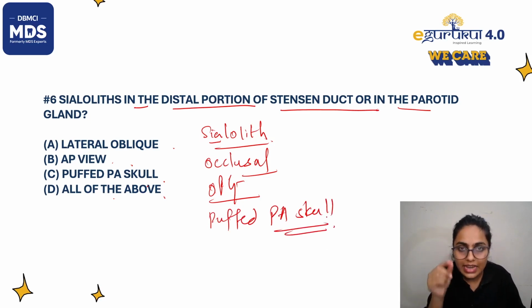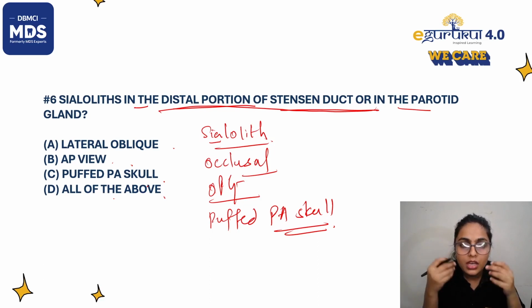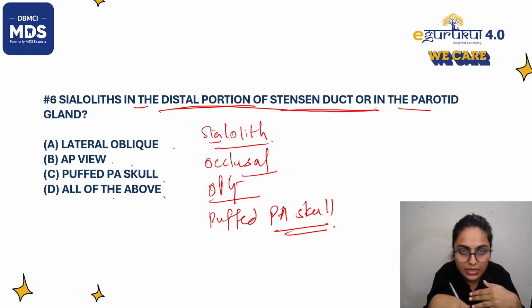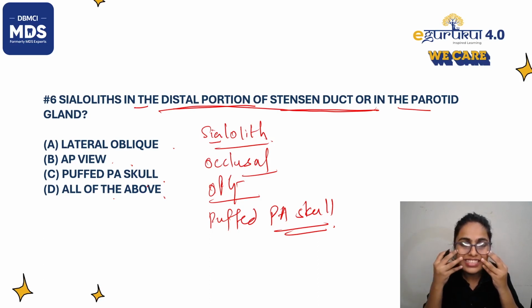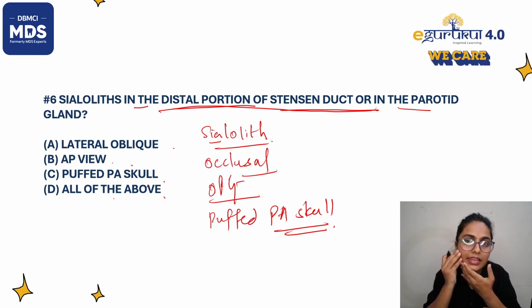When the sialolith is situated in the parotid duct, or to be more specific, located in the distal portion of the Stensen's duct, if you advise an OPG, the structures will overlap and you will not be able to see the sialolith. So what you will advise is a puffed PA view. You ask the patient to stand still and puff up his cheeks like this, so that the duct and the glands get separated from the bone. In the radiograph, we will be able to see the stone situated in the distal portion of Stensen's duct.